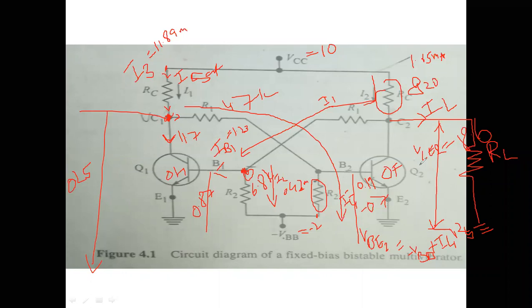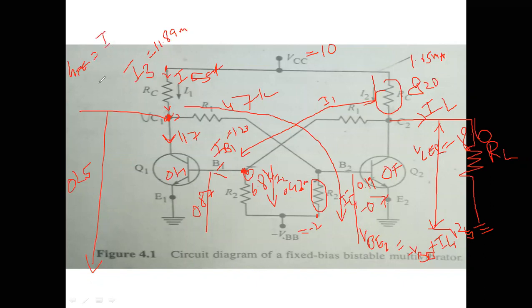Now, if you want to calculate the HFE, because in the problem, if you go back to the problem, I will show it once again, they had asked for HFE. Generally, in the previous problems we took IB equal to IC by HFE. Therefore HFE is the ratio of IC by IB.